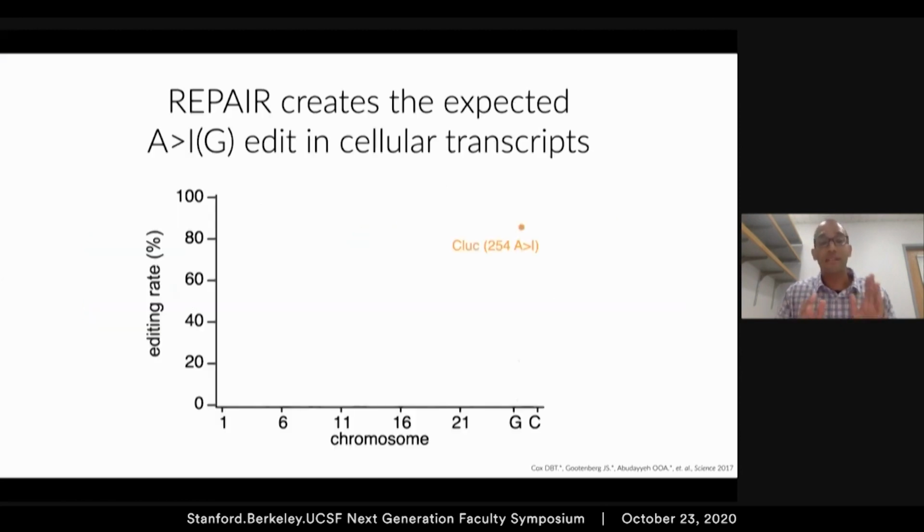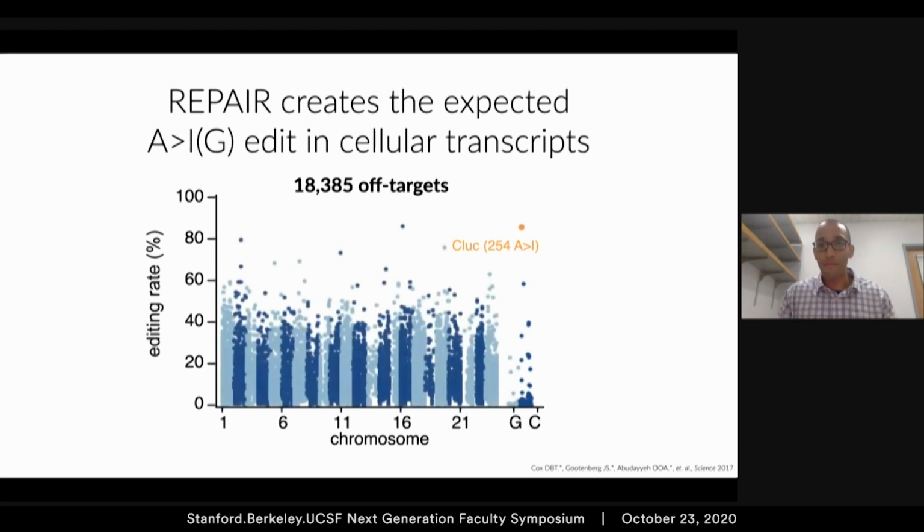When we transfected this system into mammalian cells and we measured editing rates by RNA sequencing, we were very happy to see that the targeted edit that we wanted to happen was occurring at very high rates, about 85%. But in an RNA sequencing experiment, there's more information than that. So we looked at other adenosines within the target transcript, and we could see off-target edits there. So that wasn't great. And then we looked throughout the whole rest of the transcriptome, and we could see many other off-targets, up to 18,000. So this is not something that would really be useful in a therapeutic context or as a research tool.